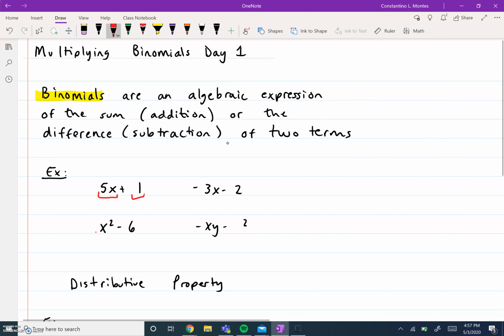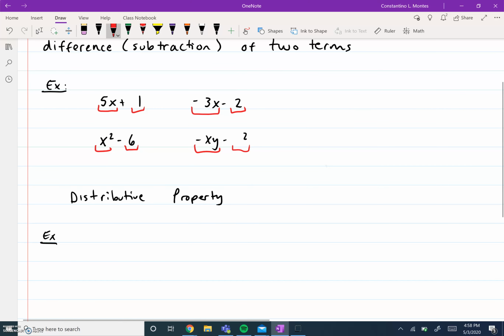Down below that we have x squared, that's one term, and then 6, that's another term. Notice that these two terms are separated by a minus, whereas above, 5x and 1 were separated by a plus, so it's addition or subtraction. Off to the right we have a few more. We've got negative 3x minus 2, again two terms. Negative xy looks a little funny, but that's okay. That's one term there, and then we have another term over here. Each one of those is a binomial because the polynomial only has two terms. Pretty easy, right?